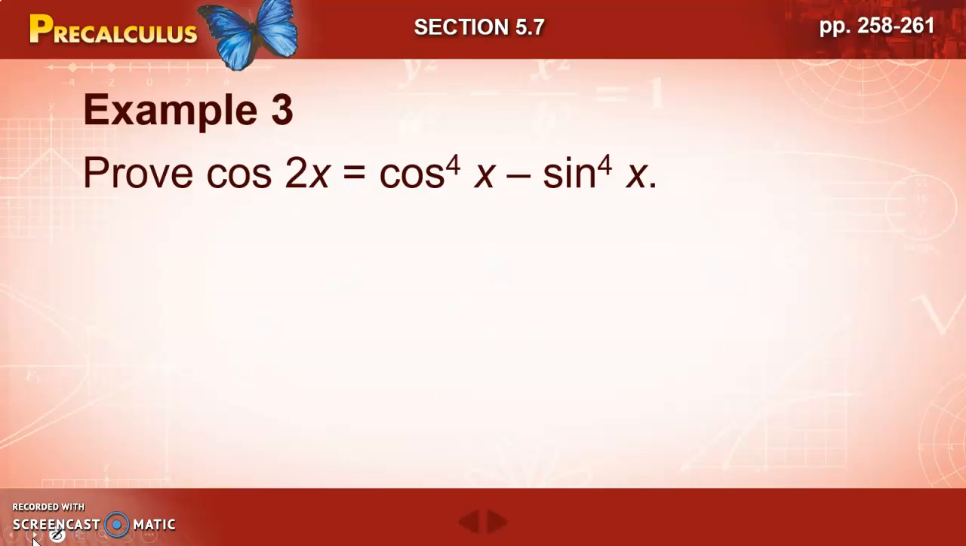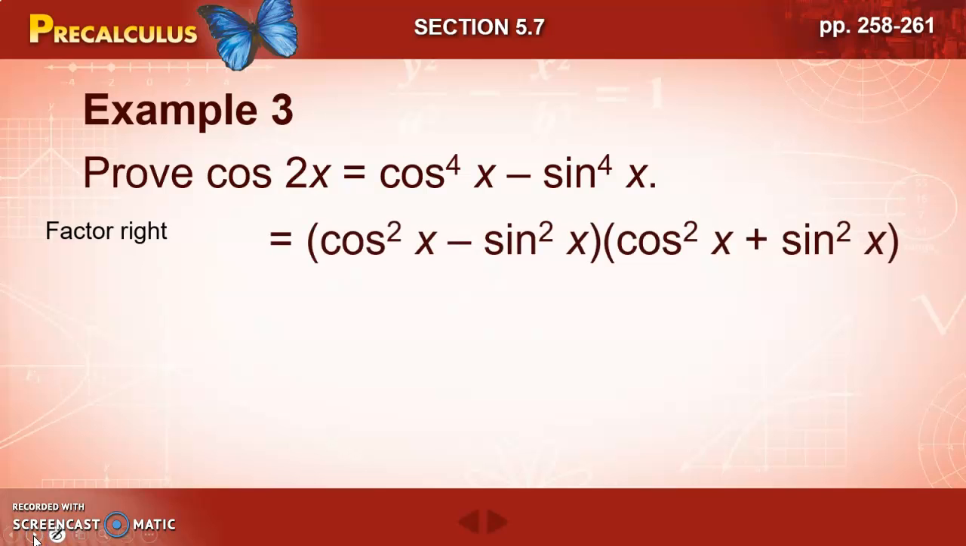Let's go ahead and do another example and prove cosine 2x equals cosine 4th x minus sine 4th x. Okay, the first thing that we want to do is on the right side, we're going to select the right side and we're going to factor it. So if this was x to the 4th minus y to the 4th, we could rewrite that as x squared squared minus y squared squared.